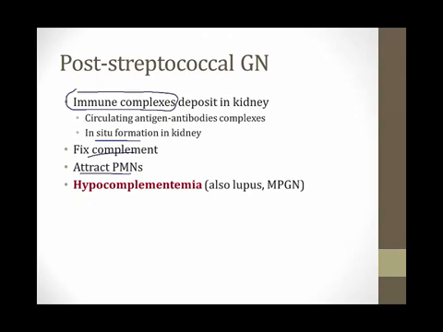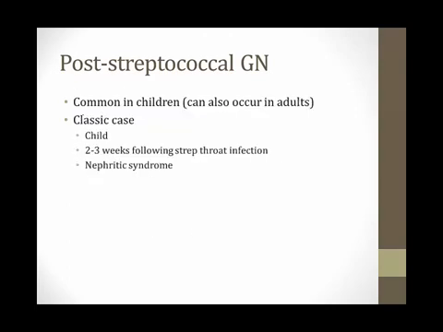Importantly, the inflammation will deplete plasma complement levels, so hypocomplementemia can be seen when you test the plasma of patients with post-streptococcal glomerulonephritis. This is also seen in other forms of nephritis, including lupus nephritis and MPGN. Post-streptococcal GN is common in children, although it can also occur in adults.